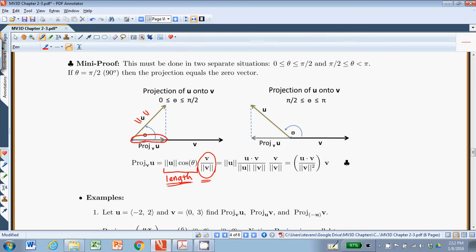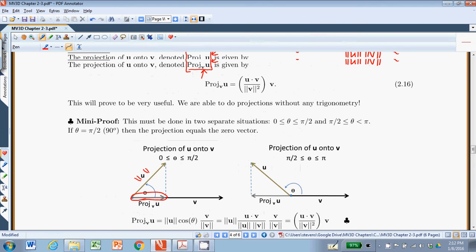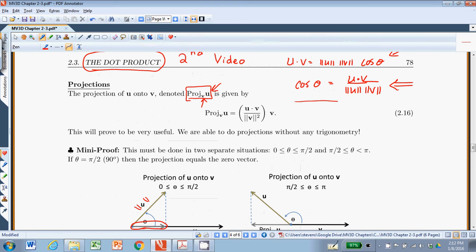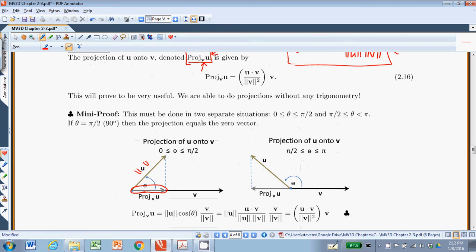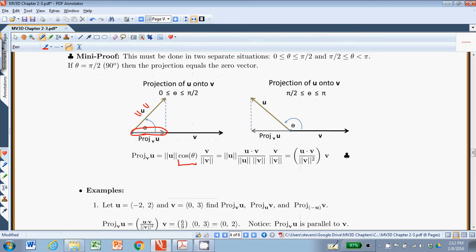But now this has cosine, and I want to do this without any trig functions. So I'm going to go back to this formula right here, and I'm going to replace the cosine of theta with that term on the right. There's the cosine of theta. I replace it with u dot v over size u times size v. The sizes of u cancel. The size of v, that's just size v squared. The u dot v stays. And then I multiply all that by the vector v.